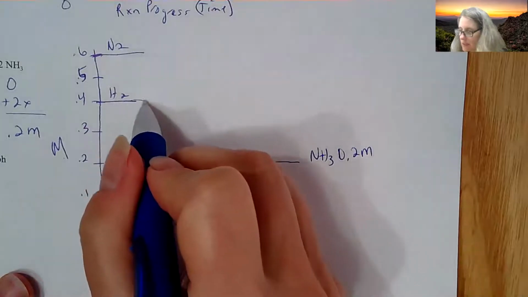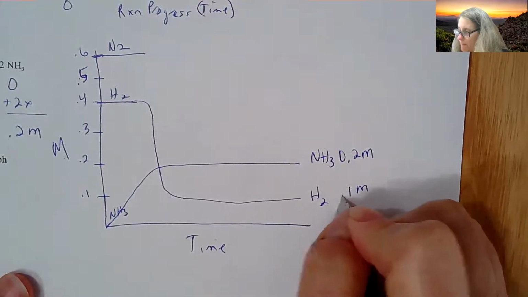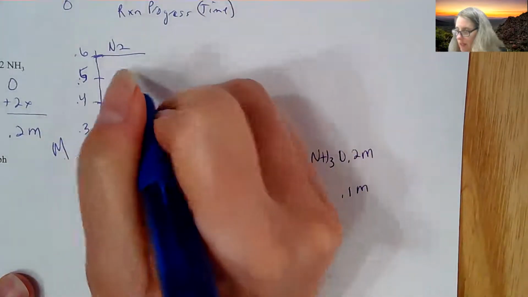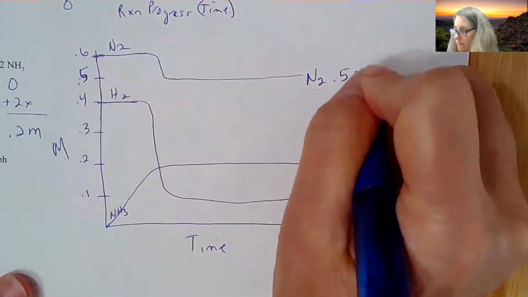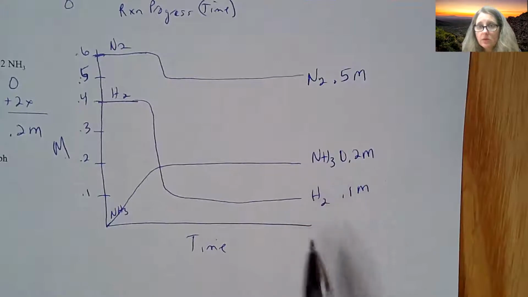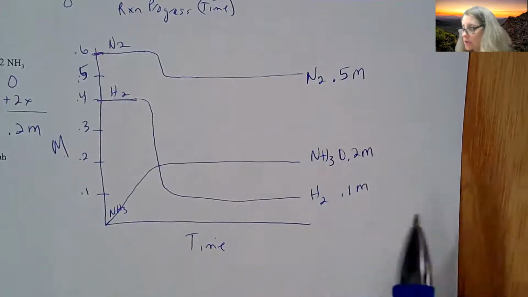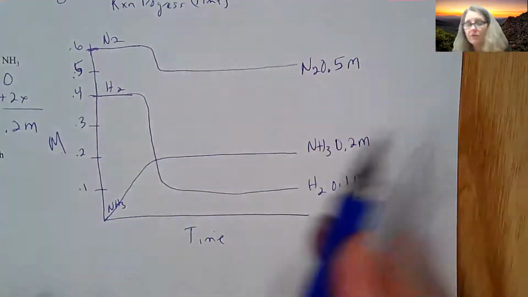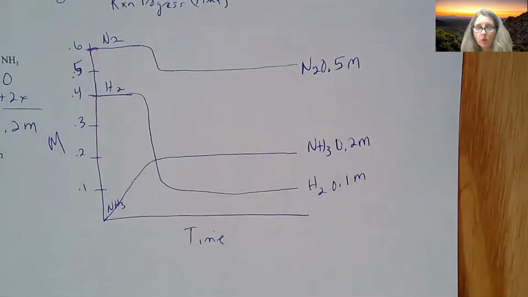Hydrogen goes all the way down to 0.1. And then the nitrogen ends up at 0.5. When I ask you to draw these on quizzes or tests, I do want you to label on the right-hand side exactly what the concentrations are for each one of these, because we're just freehanding these. I just want to make sure that I know where you got those numbers from, or that you understand that once equilibrium has been established, those are going to be the concentrations.